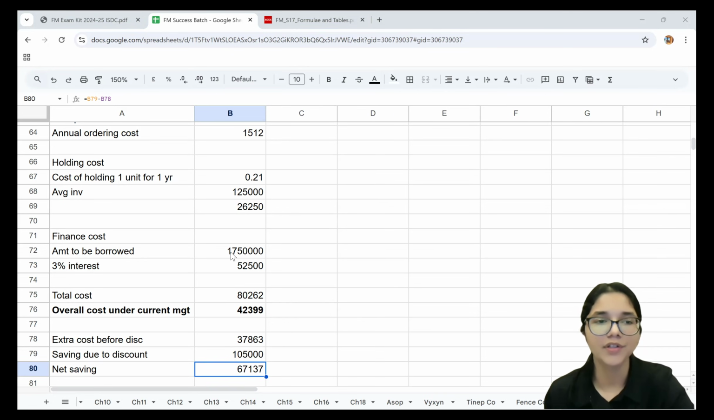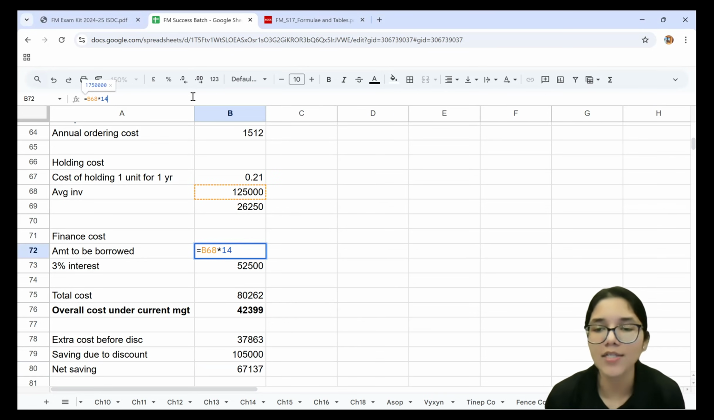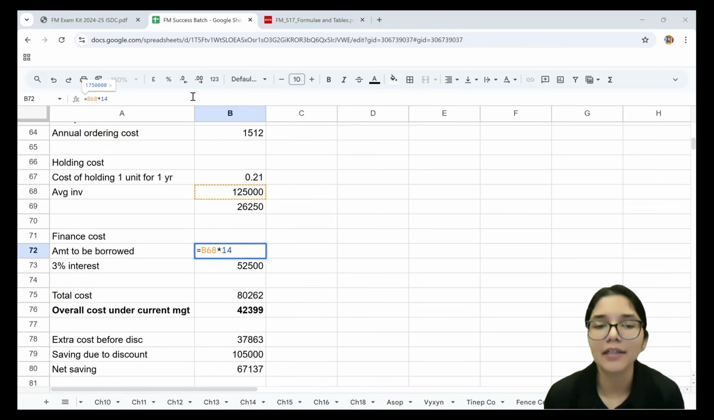Amount to be borrowed here: average inventory multiplied by the cost per unit. If I want to borrow for 125,000 units, if I want to buy 125,000 units, I will need these many dollars to buy this inventory from the market. This is the amount that I'll borrow.